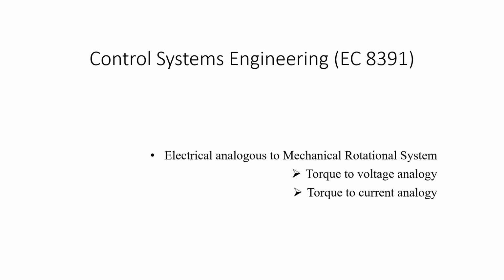Welcome you all for the online class on Control Systems Engineering. In today's class, we are going to see about electrical analogous to mechanical rotational system. Under this, we have two analogous circuits: torque to voltage analogous circuit as well as torque to current analogous circuit.